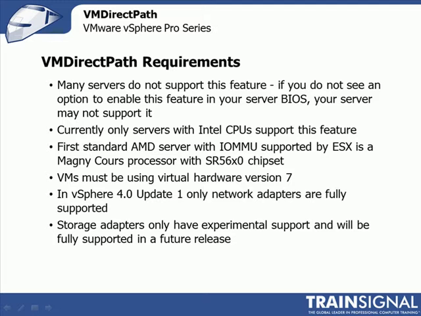In addition, vSphere 4.0 and Update 1 only have experimental support for AMD systems with I/O-MMU. In vSphere 4.1 and 4.0 Update 2, VMware will fully support AMD systems with I/O-MMU for use with VM Direct Path. The first standard AMD server with I/O-MMU supported by ESX is their new Magny-Cours processor with an SR56X0 chipset. VM Direct Path is available for specific models of both network and storage adapters. However, currently only network adapters are fully supported in vSphere. Storage adapters only have experimental support, which means they are not recommended for production use.